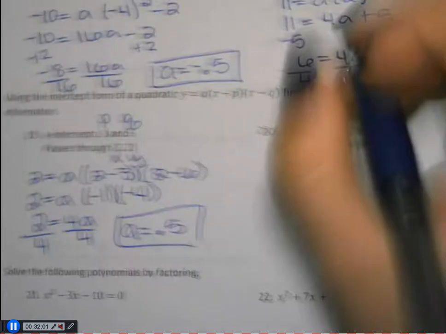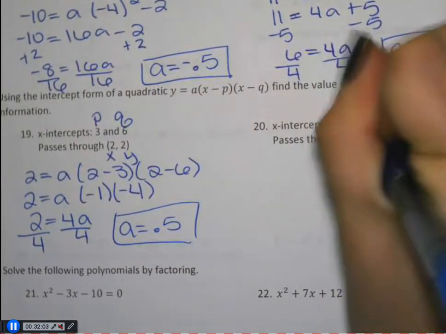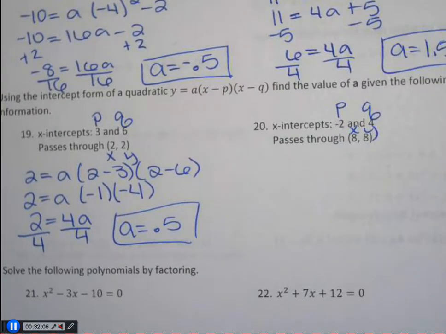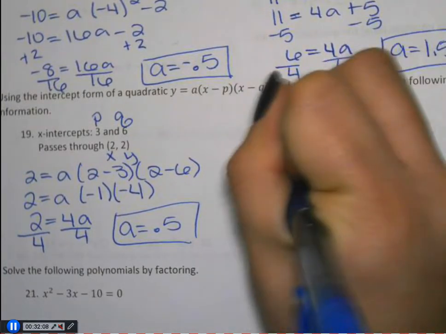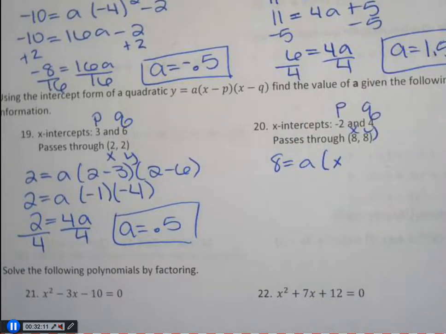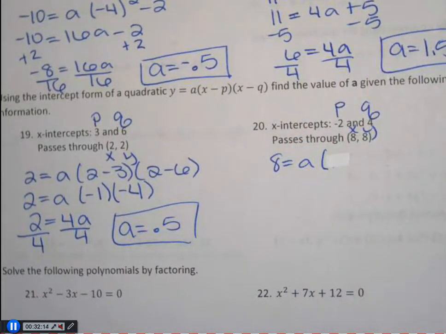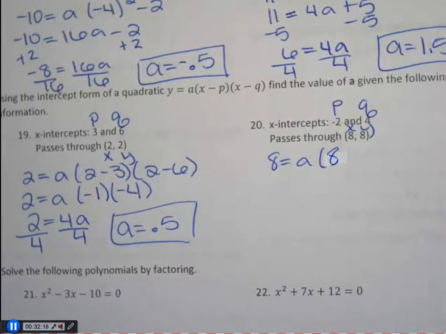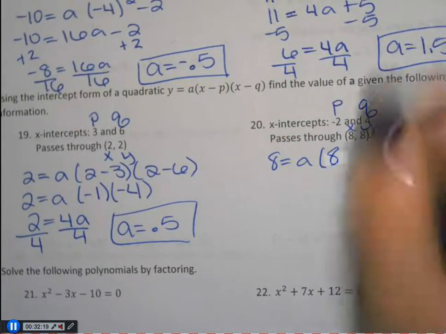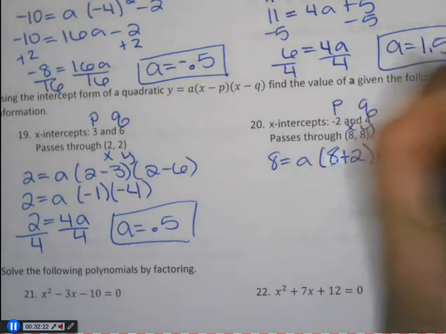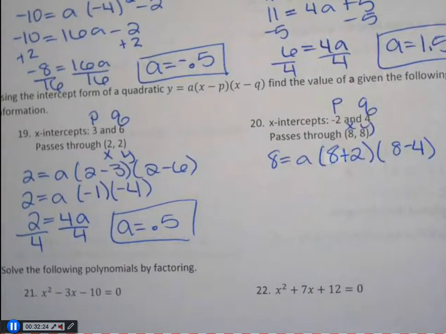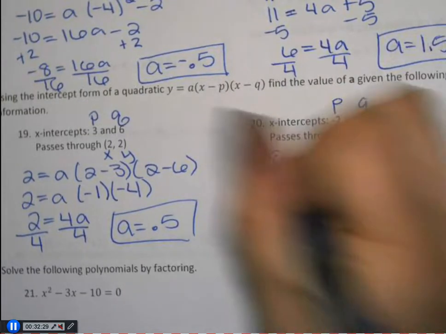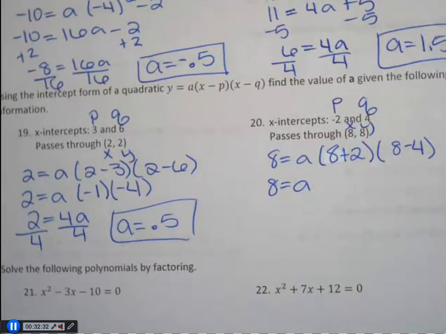Okay, so number 20 works the same. P, Q, X, Y. Why did I make imperfect points? 8 equals A times 8, not X. I wrote X. Yeah, so it's going to be 8 plus 2. And then 8 minus 4. So I still have 8 equals A. What's 8 plus 2? And 8 minus 4?